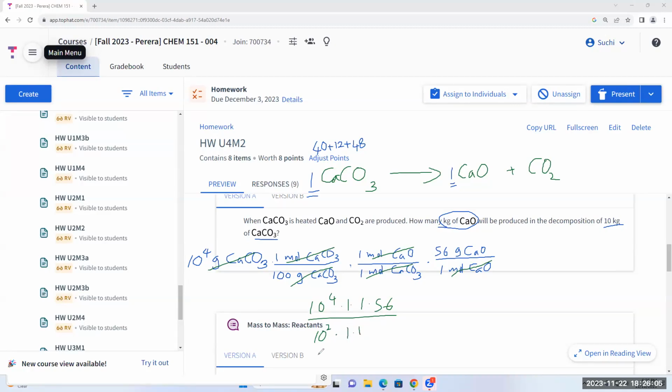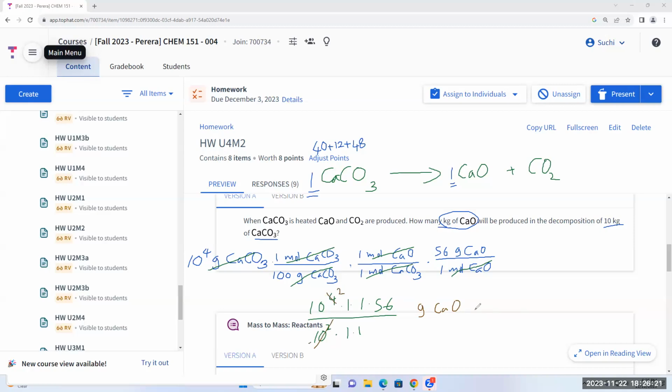Oh, this is good. Okay, so now I don't need the calculator right now. I think it's going to work out nicely. It's going to give us the grams of calcium oxide, and this should cancel out with this.